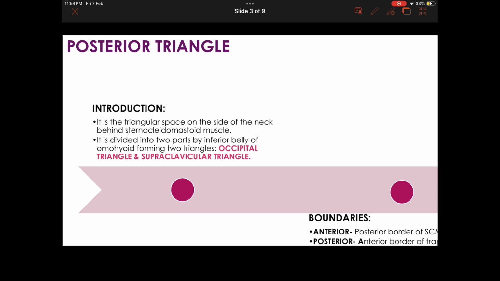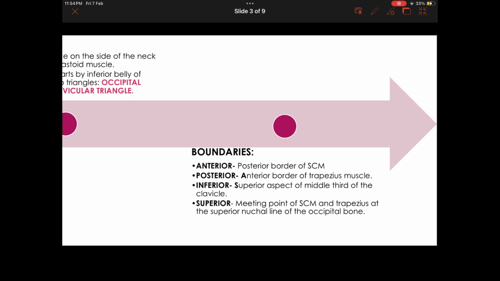Now comes the boundaries. Anteriorly, the boundary is posterior border of sternocleidomastoid muscle. Posteriorly, the boundary is anterior border of trapezius muscle. Inferiorly, the boundary is superior aspect of middle third of the clavicle. And superiorly, the meeting point of SCM. What is SCM? It is sternocleidomastoid and trapezius at the superior nuchal line of the occipital bone.